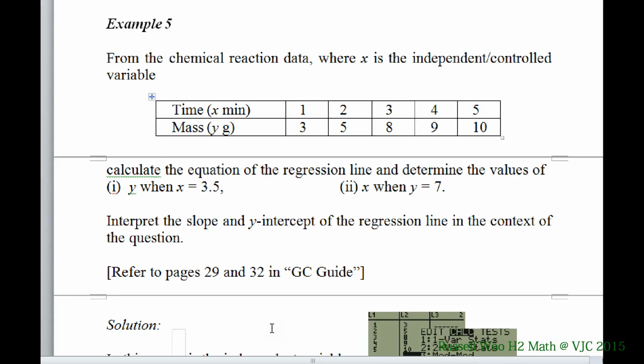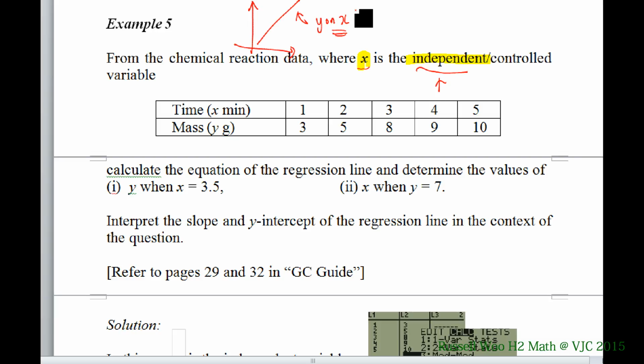Okay, let's do this. Example 5, from the chemical reaction data, there is a clear-cut X. X is the clear-cut independent or control variable. Now, what do I mean? As long as you have a clear-cut independent variable, what do you immediately do? You go to your GC, you sketch the regression line of y on x, because this is independent.